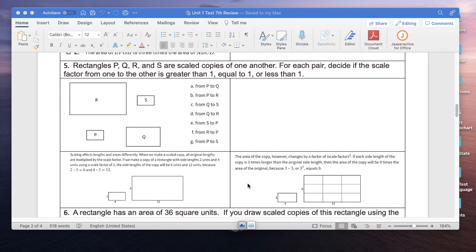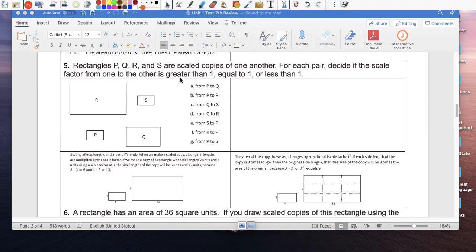Okay, so here we have 5 rectangles. Q, where's Q? Q, P, R, and they're all scale copies of one another. Great. So the size of the scale factor from one to another is greater than 1, equal to 1, or less than 1. So let's start with them. From P to Q, the scale factor has to be greater than 1 because it increased. It got bigger. Right? So the second one, from P to R, also the scale factor was a number greater than 1.